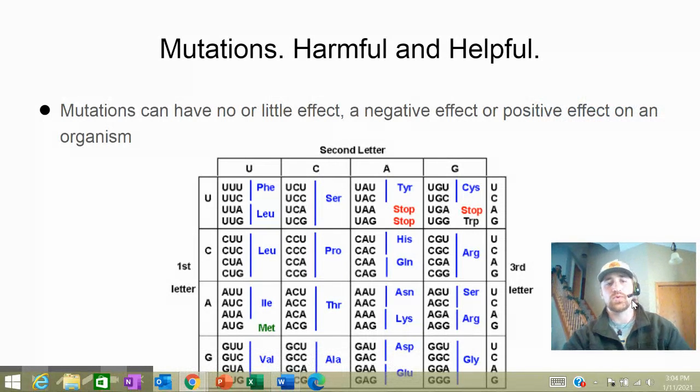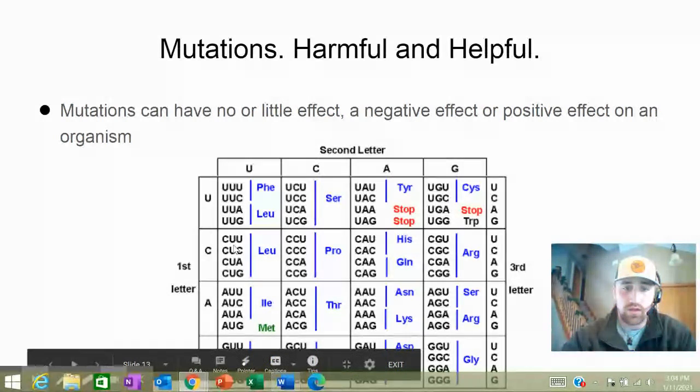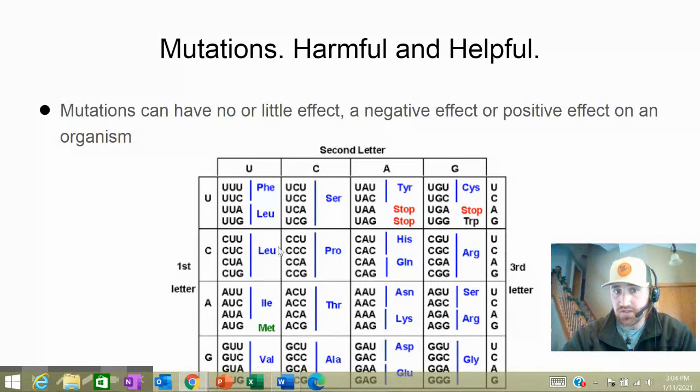Mutations can have no or little effect, a negative effect, or a positive effect on an organism. The reason for this is that our codon chart has multiple codons that code for the same exact amino acid. If we have CUU, CUC, CUA, CUG, all those codons make the same amino acid, LEU. Now, if we had a mutation, originally we had CUC and now we have CUA, guess what? Our body's not going to notice it. It's not going to matter. But if we originally had CUC and now it is CCC, now we're making a different amino acid, and this is where we're going to have some issues.